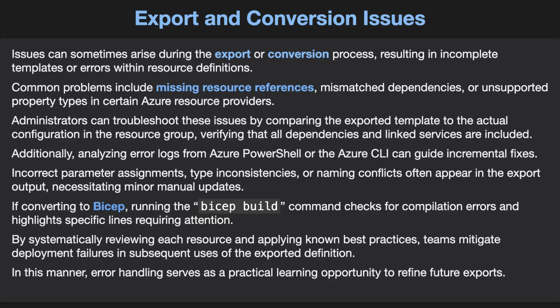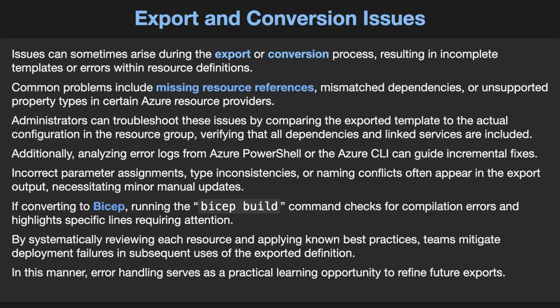Issues can sometimes arise during the export or conversion process, resulting in incomplete templates or errors within resource definitions. Common problems include missing resource references, mismatched dependencies, or unsupported property types in certain Azure resource providers. Administrators can troubleshoot these issues by comparing the exported template to the actual configuration in the resource group, verifying that all dependencies and linked services are included.